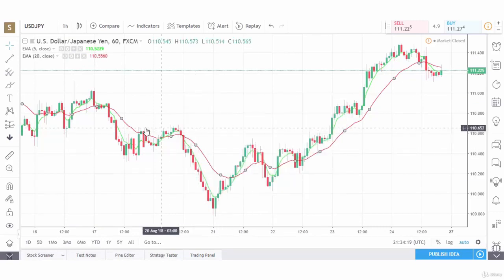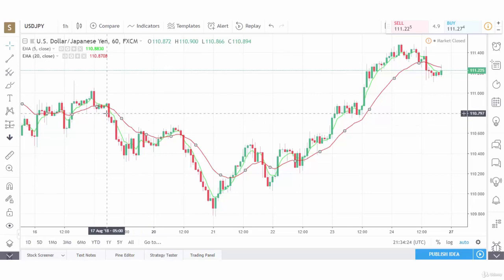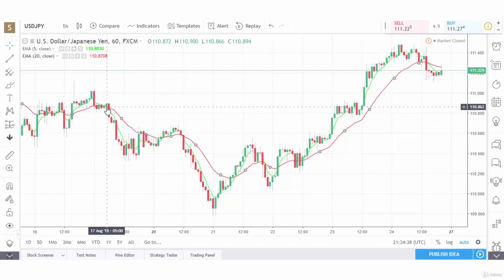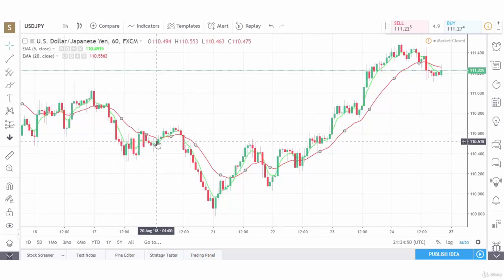Okay. So what we're going to be looking for is a cross of our green line over our red line. And let's look at how that's worked in the past couple of days on the hourly chart in this currency pair. We have a cross of the green line here when the pair was at 110.84. We'll see that the pair sold off. We have another cross to the upside at 110.56, which lasted only a short time, a couple of hours.